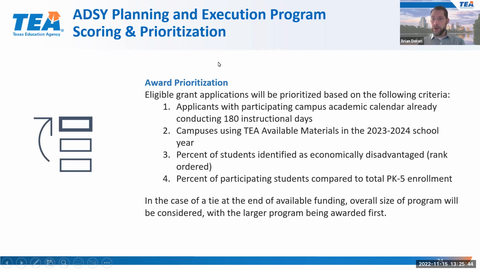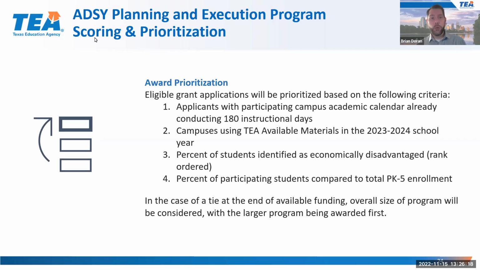Award prioritization. So we are taking a look at a number of indicators here. The first level of prioritization will be those applicants who are proposing a participating campus or campuses whose academic calendar is already conducting 180 instructional days. This is not to say that this is a requirement to apply to the program. You don't need to be currently operating 180 instructional days, but you would need to be willing to meet that requirement by the 24-25 school year.